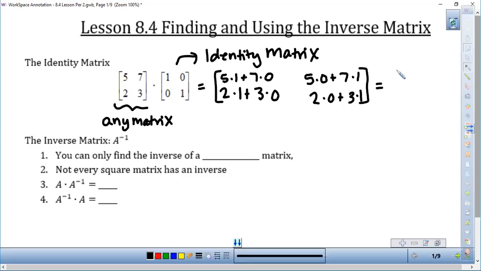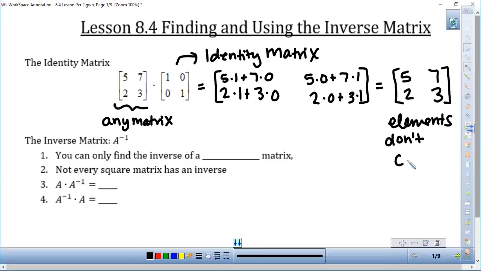If we simplify that down, for the first element in the upper left, we have 5 plus 0, which is just 5. The second one, we have 0 plus 7, giving us just 7. Next, we have 2 plus 0, which is 2. And then we have 0 plus 3, which is 3. Notice how the elements stay the same. They don't change from the original matrix that we started with.